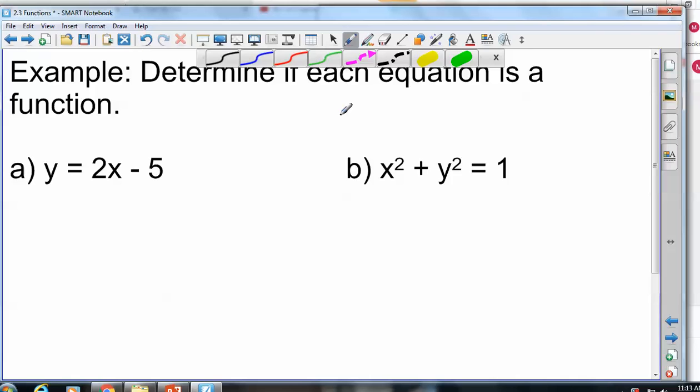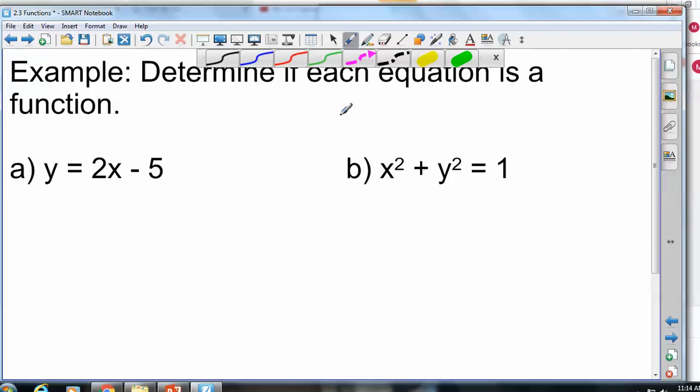So we ended with deciding if things were functions or not, but we've just been looking at tables of values and sets of ordered pairs. So let's say I give you an equation, y equals 2x minus 5. Without graphing, do you have any ideas on how we could decide if this is a function? Okay, you could look at the exponents and try to decide if things repeat or not. Let's just make a table of values and talk through it and see if we can decide.